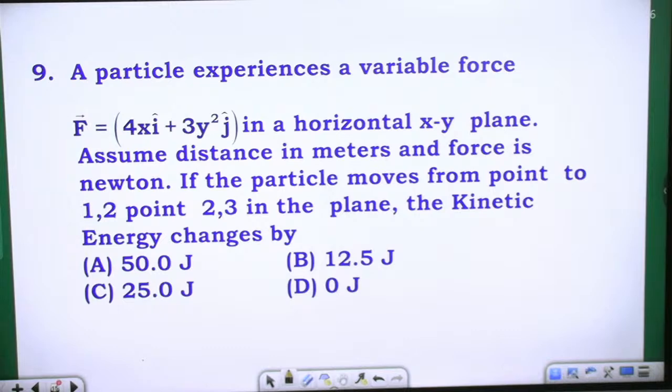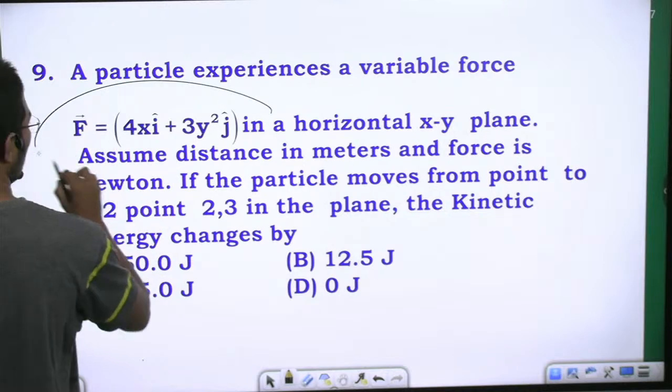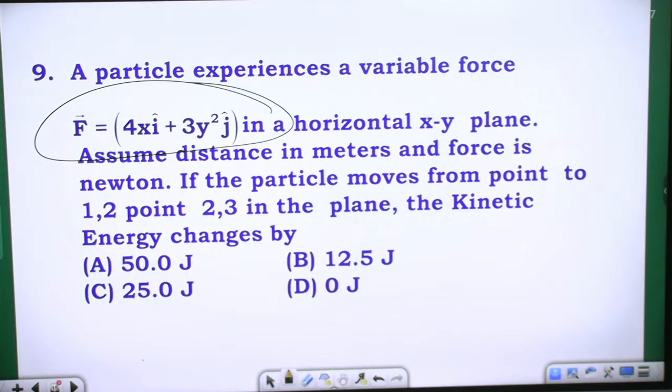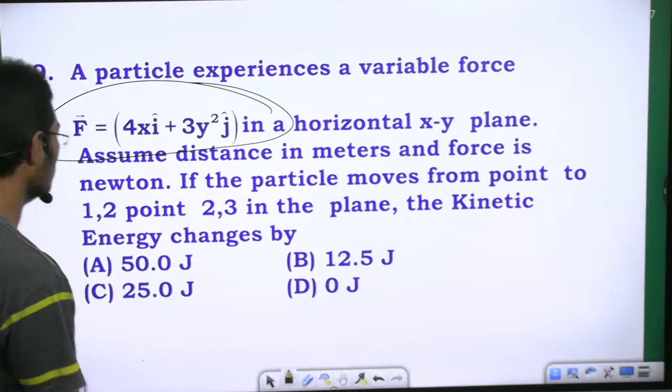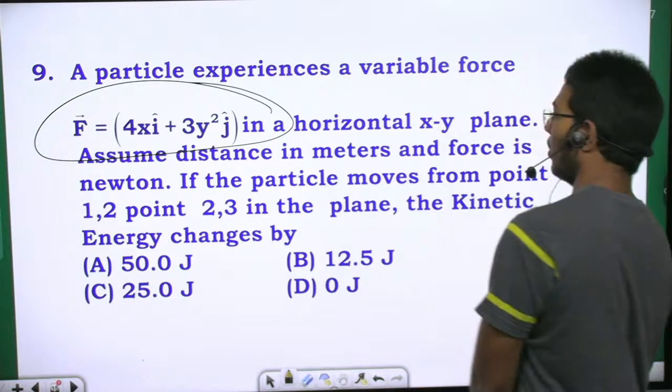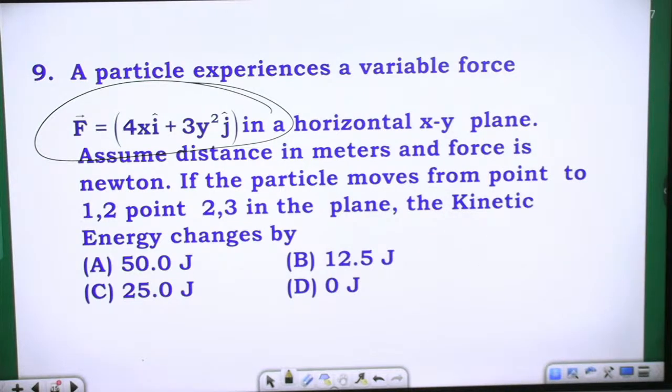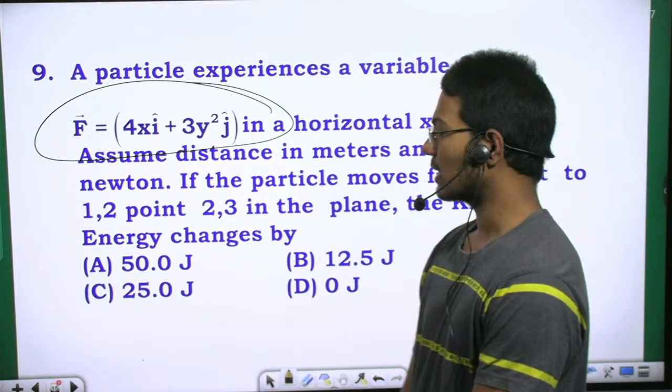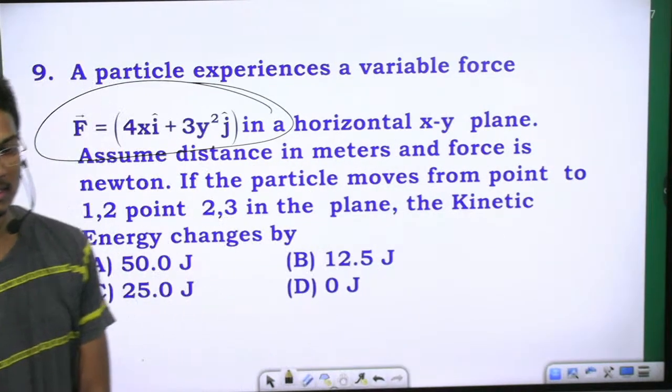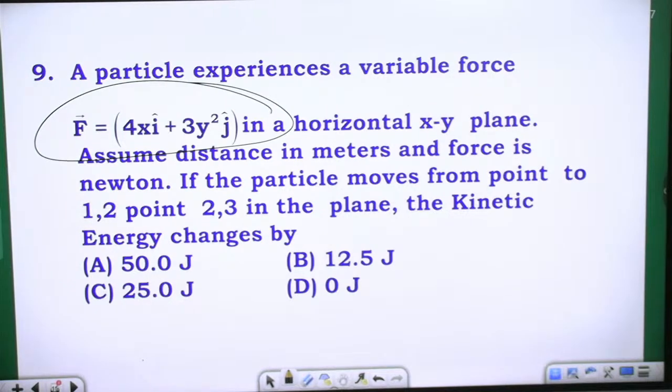So, a particle experiences a variable force F equal to 4x along i cap plus 3y square along j cap in the horizontal plane xy. Assume the distance in meters and force in Newton. The particle moves from point (1, 2) to (2, 3) in the plane. The kinetic energy changes by. See here, force is varying. Force is not constant. It is varying along x-axis as 4x and along y-axis as 3y square.